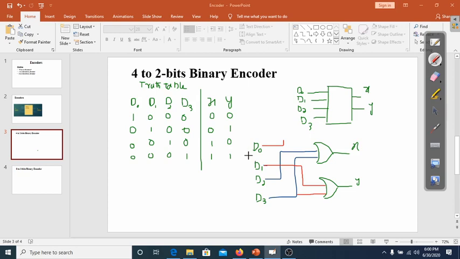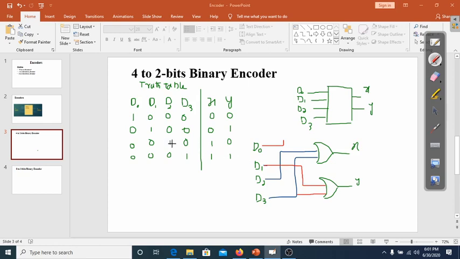So from here, when d0 is active high and the remaining inputs are active low, in that case we will get x is equal to 0 and y is equal to 0. So when D1 is active high, in this case y should be equal to 1 and x should be equal to 0. So remaining inputs are active low, so x is equal to 0. In this case D1 is equal to 1, so y is equal to 1.